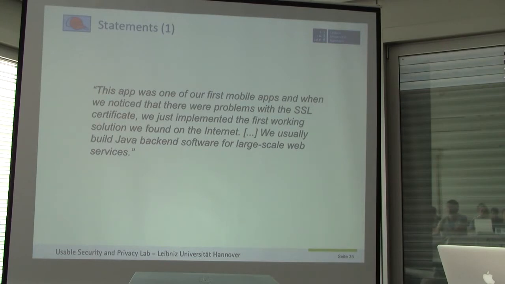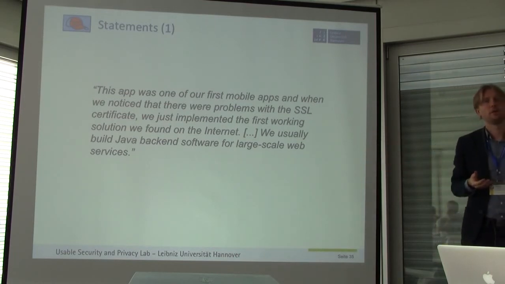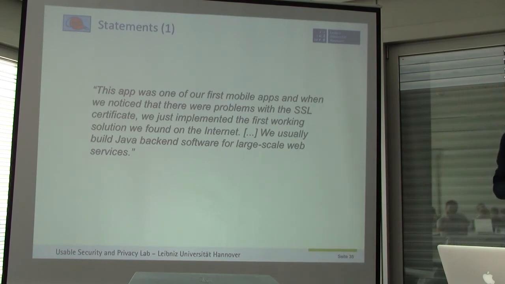So we have people who say this was one of the first mobile apps we wrote, and when we noticed there was a problem with SSL, we just implemented the first working solution we found on the internet. And this does seem like a very, very common approach. And they said we usually do build Java backend software for large-scale web services. So here we have developers who are experienced in another area coming into this booming mobile market, and they then just have to, under time pressure, start building something. And they go to the first solution they find, not always checking things.